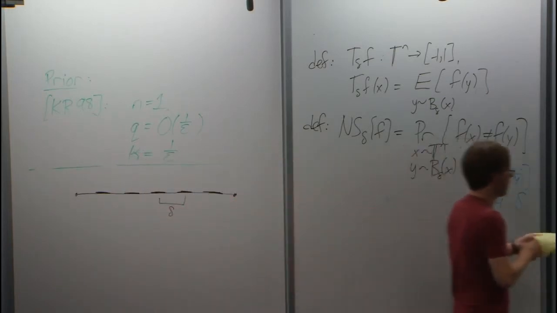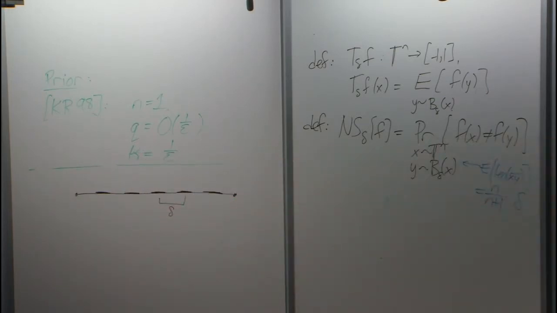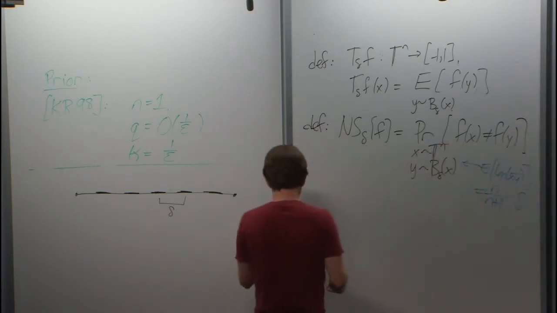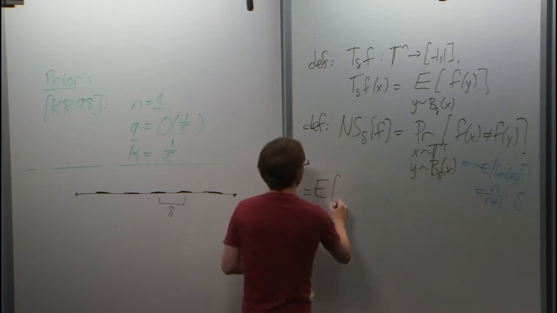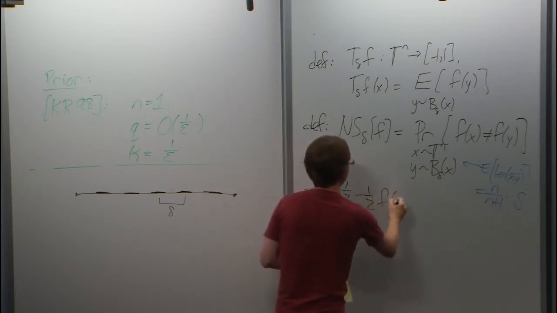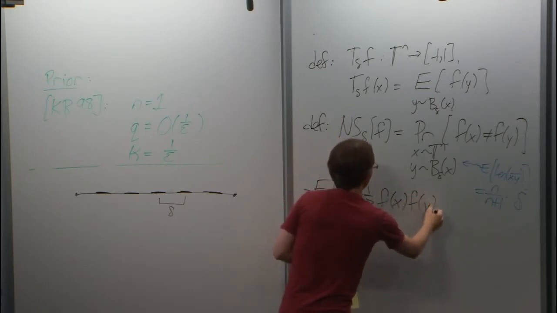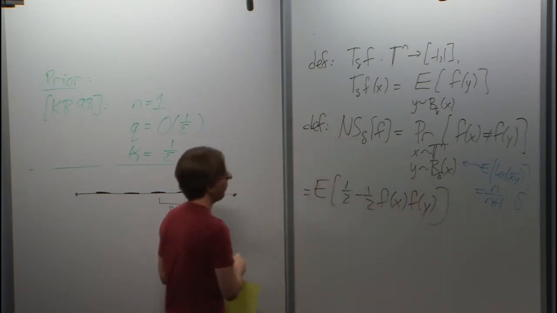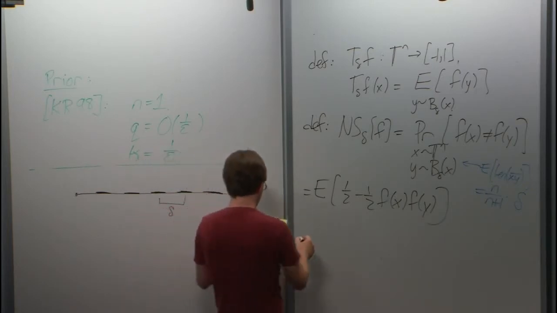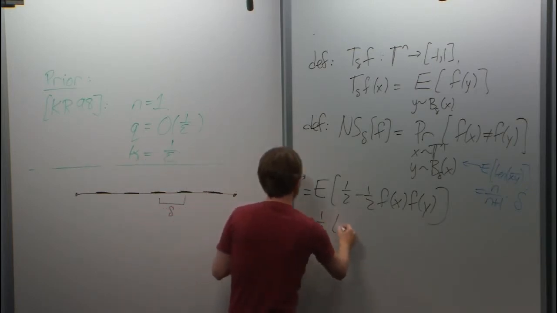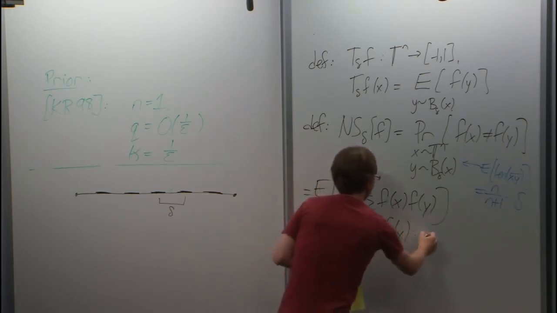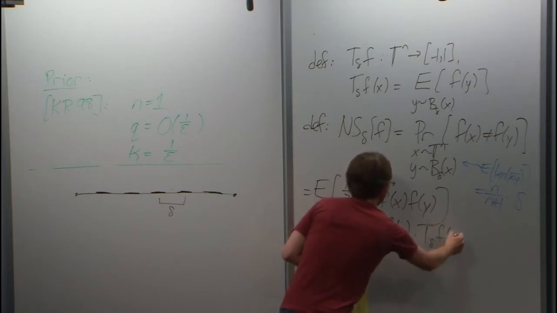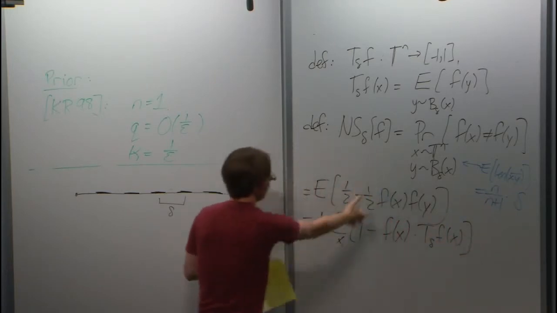Okay, so that's the definition of noise sensitivity, and we can also write it in a way that involves these other things we just defined. That's the same as the expected value of a half minus a half times f of x, f of y, because this whole thing is the indicator that f of x does not equal f of y, which is a half times the expectation over x of 1 minus f of x times T_delta f of x. Yeah, these are all the same thing.